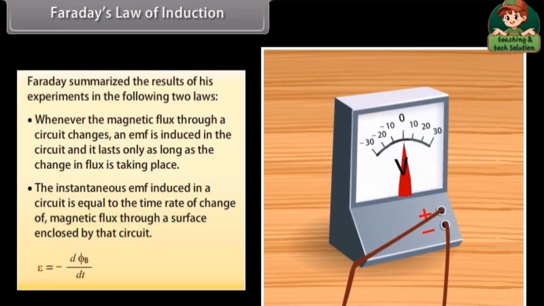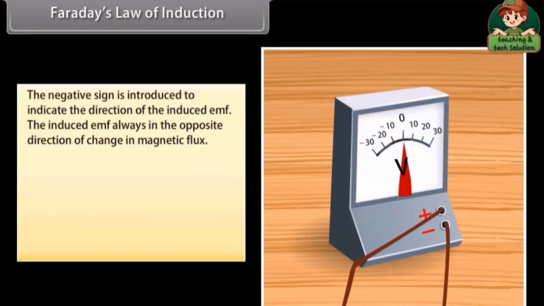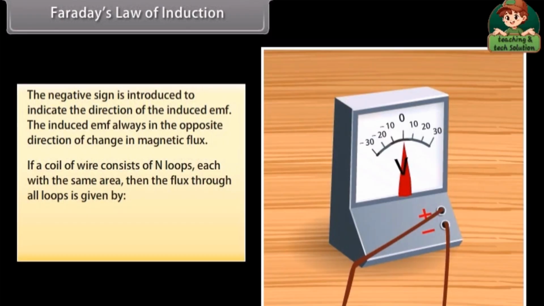E is equal to minus d phi B by dt. The negative sign is introduced to indicate the direction of the induced EMF. The induced EMF is always in the opposite direction of the change in magnetic flux. If a coil of wire consists of N loops, each with the same area, then the EMF is given by minus N d phi B by dt.